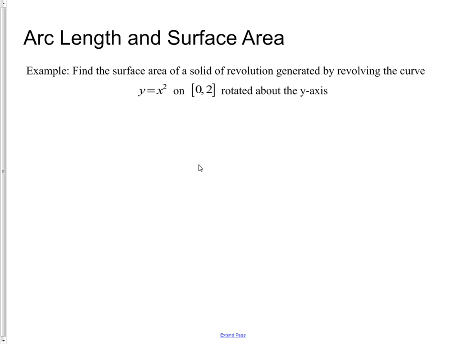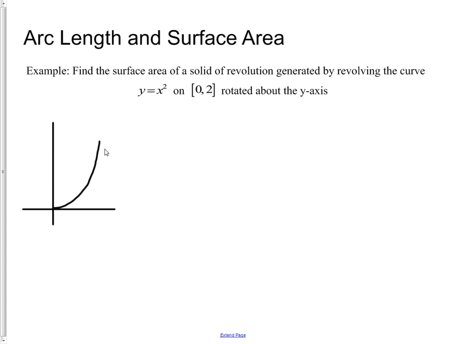So let's talk about the surface area of a solid of revolution by revolving the curve y equals x squared on the interval from 0 to 2 when we rotate that about the y-axis. Now, what's going to be different in this case is that we are revolving about the y-axis rather than the x-axis. So we're going to have to rewrite our function as a function of y.